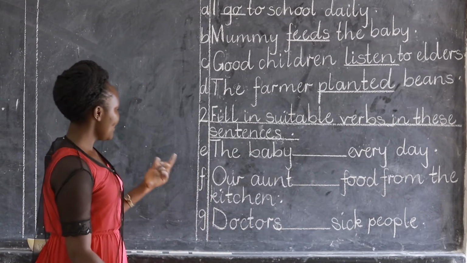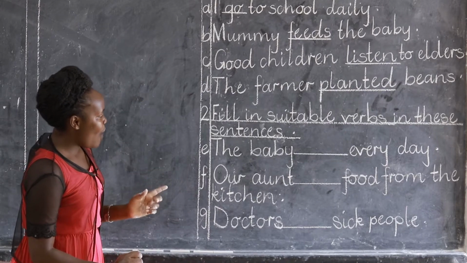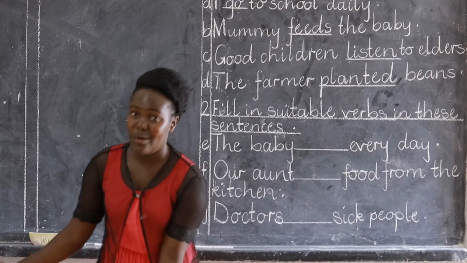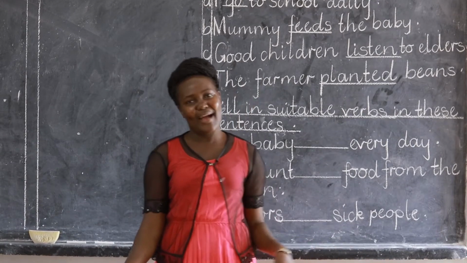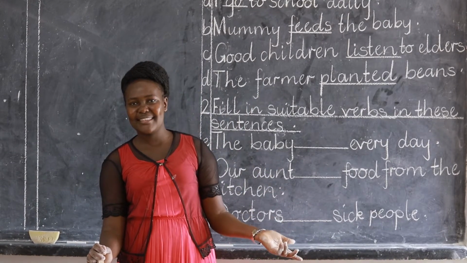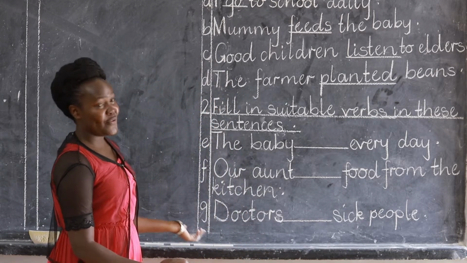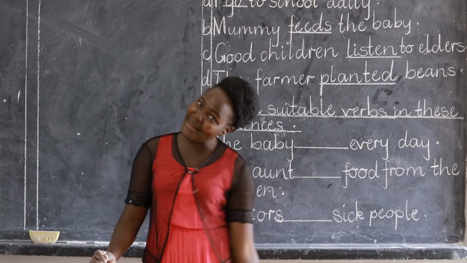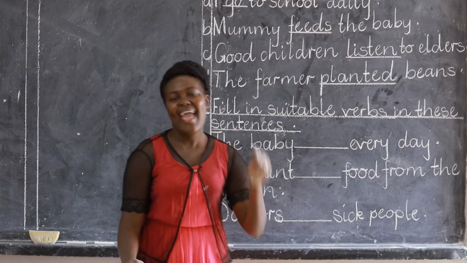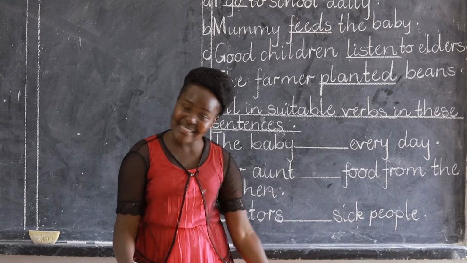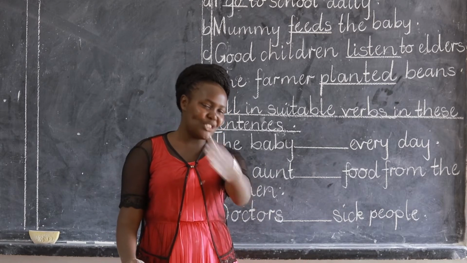Good. The next one, our auntie dash food from the kitchen. What does she do? Could it be cook? Our auntie cooks food in the kitchen. What else? Our auntie prepares food from the kitchen. What else? Our auntie peels food from the kitchen. What else? Think about it. Mention it.